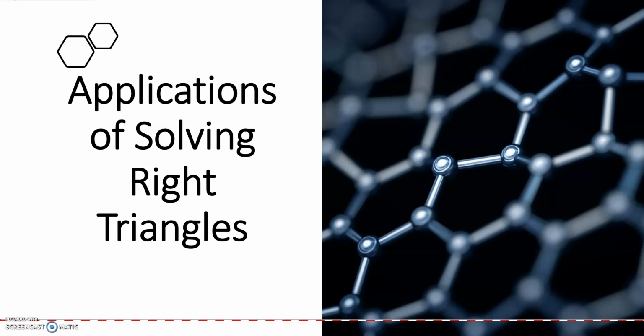right triangle. Except whenever you have a real life application, you might not necessarily have to find the length of every side and the measure of every angle. You may just have to find what it is you're looking for. So we're going to look at some examples in a minute.